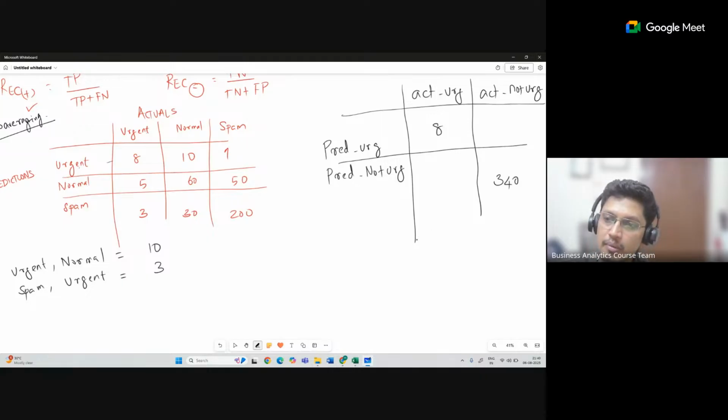Is it fine? Okay. What is next? Prediction is urgent, actual is not urgent. How much is it? First row, actual is not urgent: 10 plus 1, 11. What is this one? Prediction is not urgent, but actual is urgent. How much is it? 8. So with this, will you be able to calculate precision and recall?